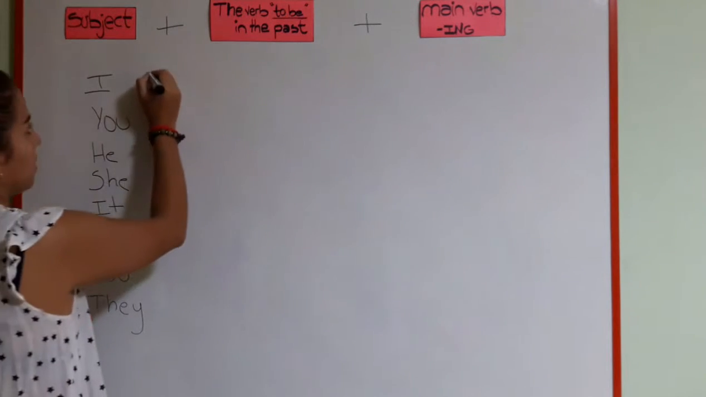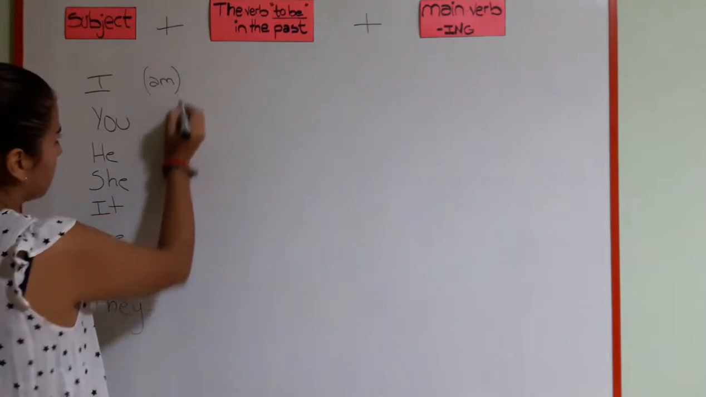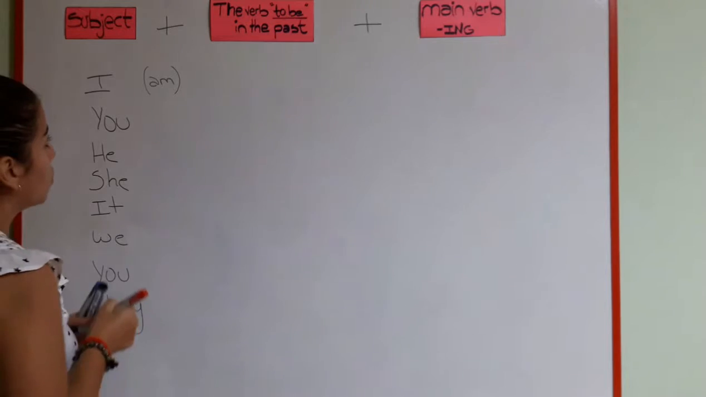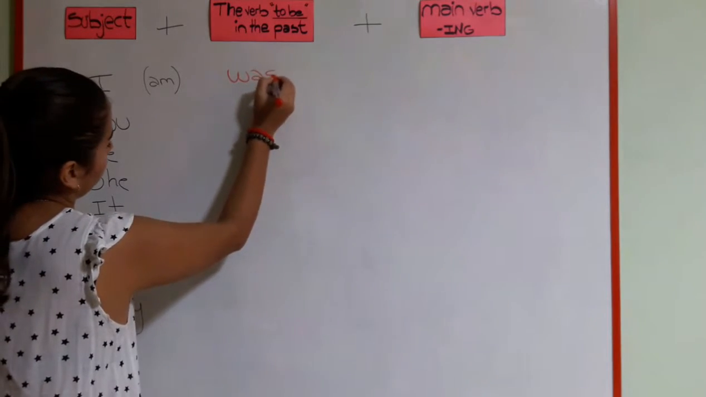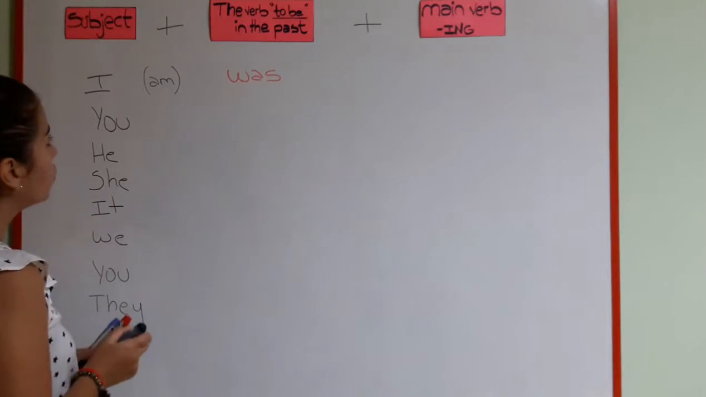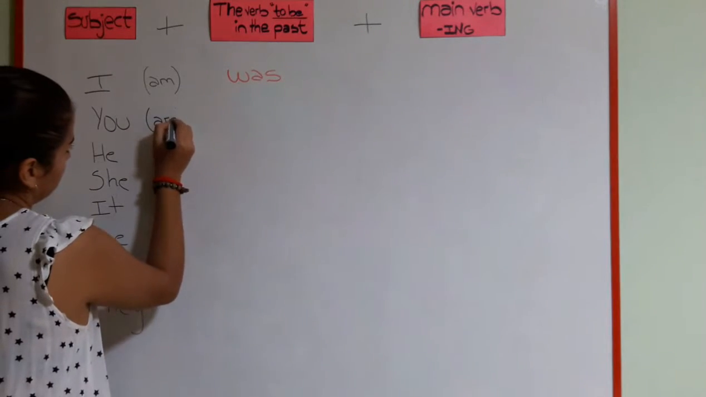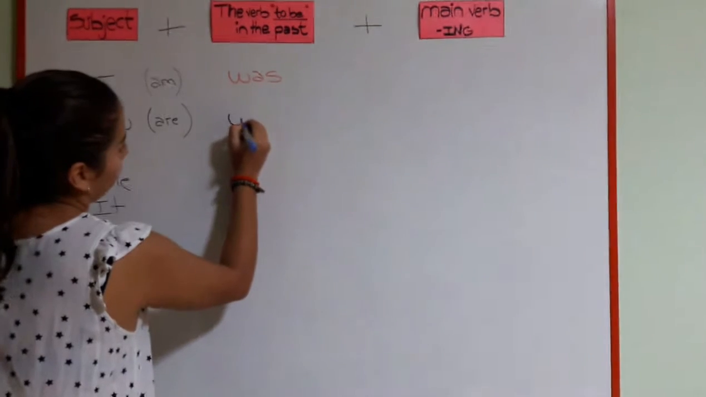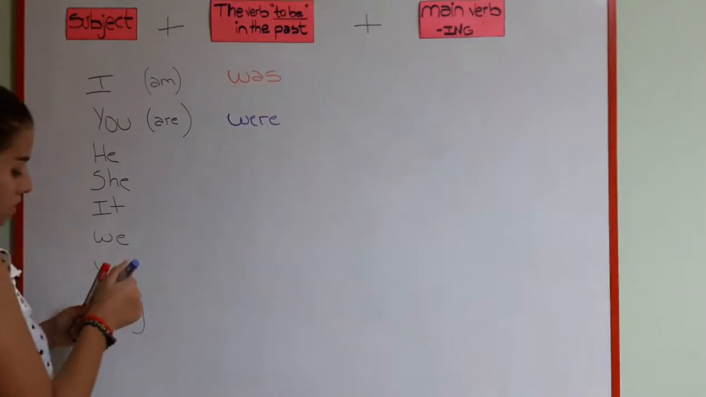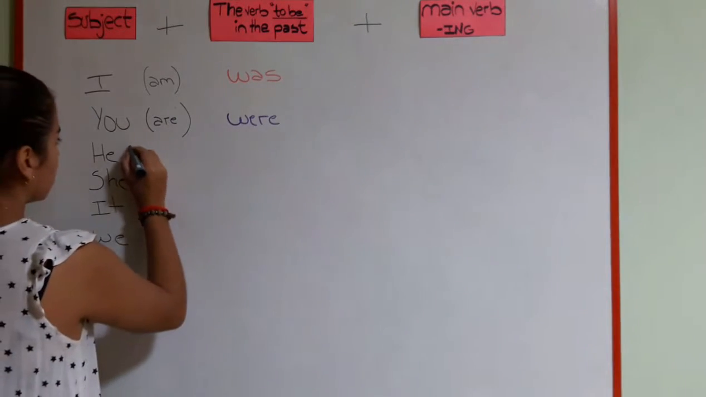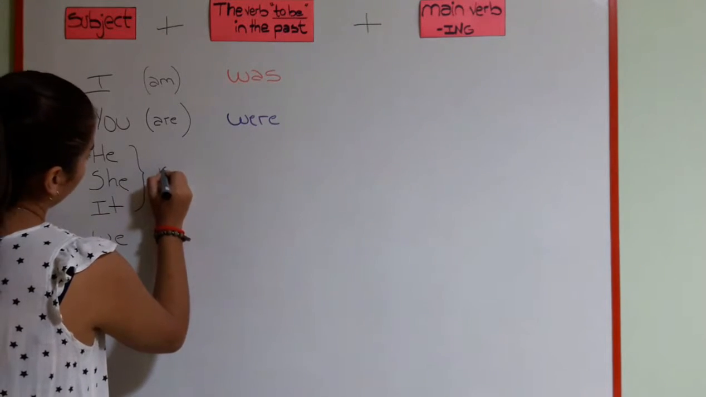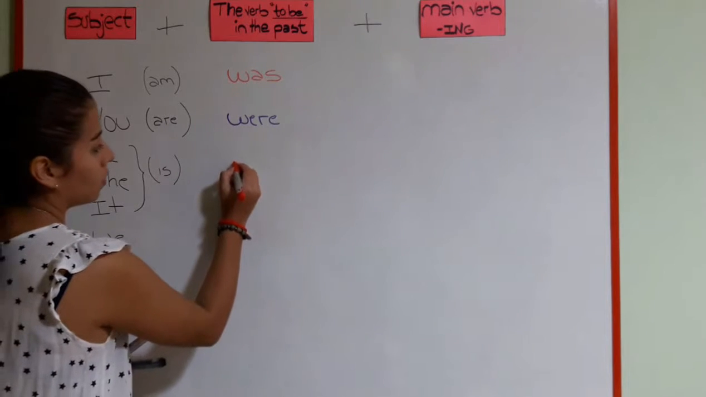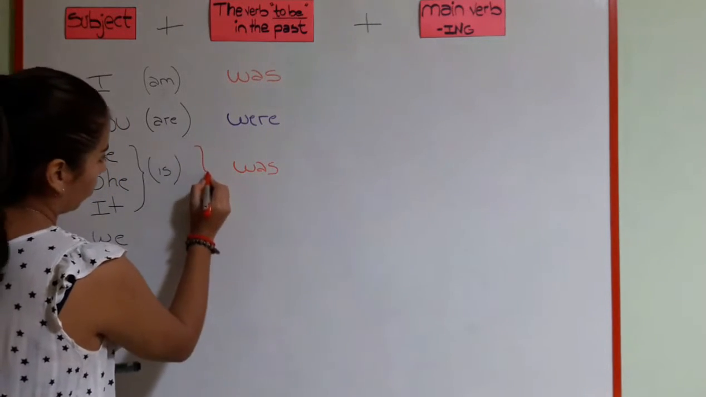What is the verb to be for I? I am. Yes? But in the past, the verb to be is was. Okay? For you, we use are, but in the past, we use were. Yes? For he, she, it, we use is, but in the past, we use was. Yes?